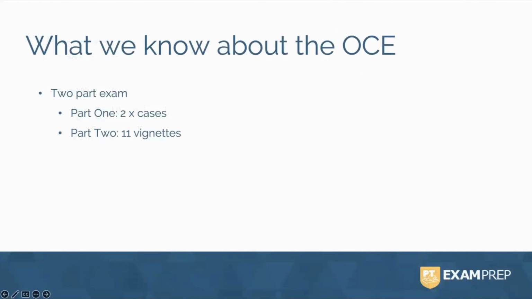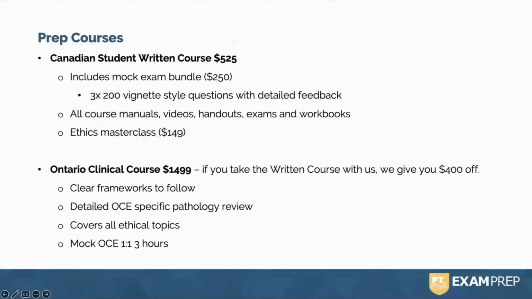Okay, let's dive into the next fun part, and that is, what do we know about the OCE and how can you prep? The one thing I will say, actually, before we get too far into that, is just a little bit about the prep courses. In case you were here and you're not doing the Ontario Clinical Exam, the Canadian Student Written Course is $525. Now, it's actually not that much. It's a lot more, but we get funding. Every year we put forth an application. We have to show our pass rates, our students' results, and our materials. And it allows us to bring the cost down for these Canadian students.